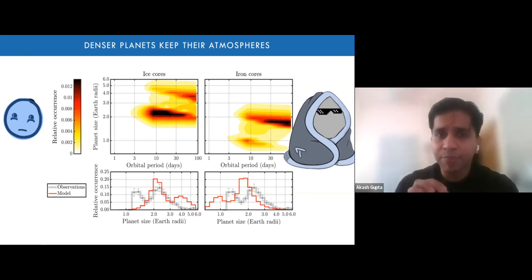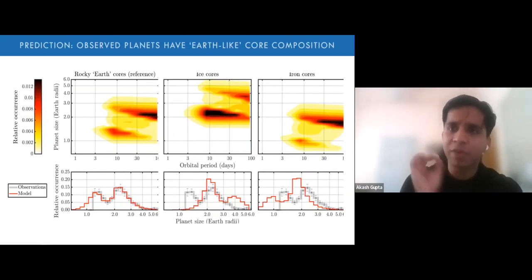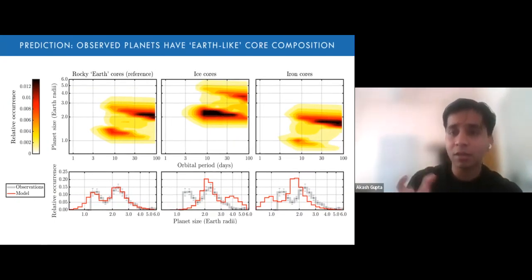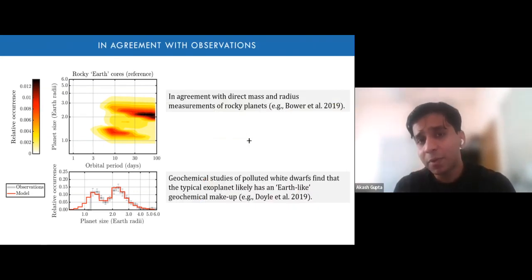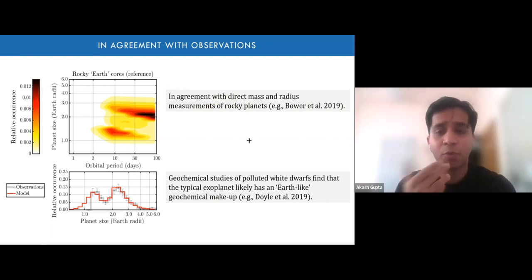And using this idea, we can predict that the planets that we are observing today should have rocky Earth-like bulk densities or Earth-like compositions. This is in agreement with direct mass and radius measurements of rocky planets and geochemical studies of polluted white dwarfs.